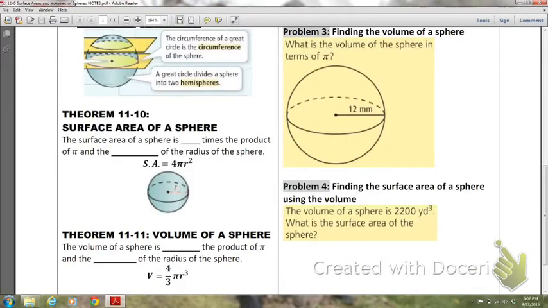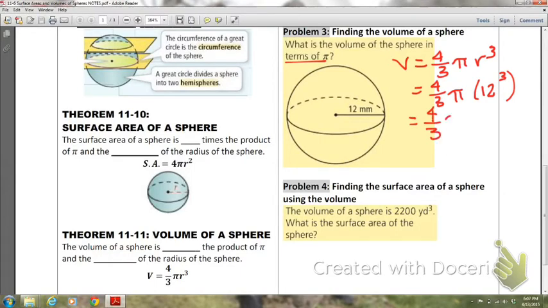In problem 3, we're finding the volume of the sphere in terms of pi. So the problem gives us the radius, which is 12 millimeters. That's all you need for the formula. So the formula for volume is 4/3 times pi times the radius cubed. So 4/3 pi times 12 cubed is 4/3 times pi times 1,728.